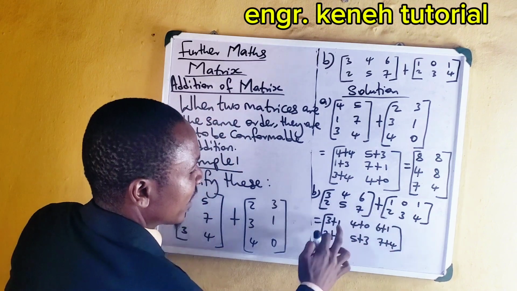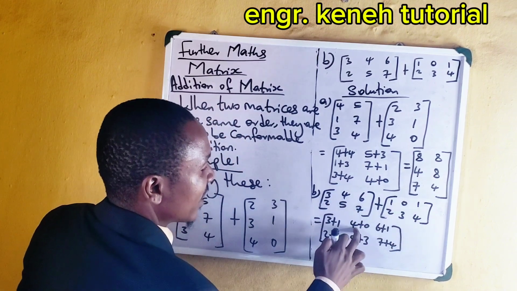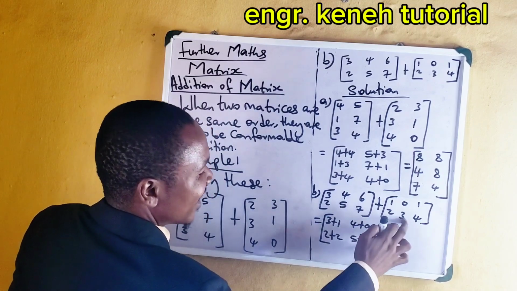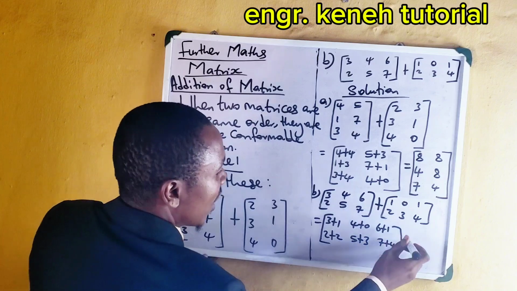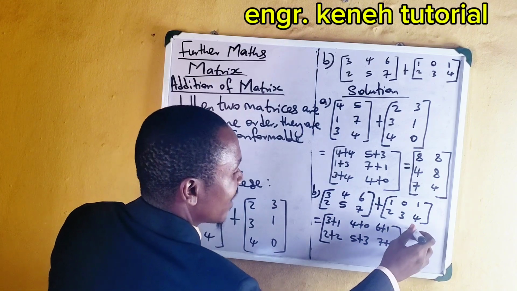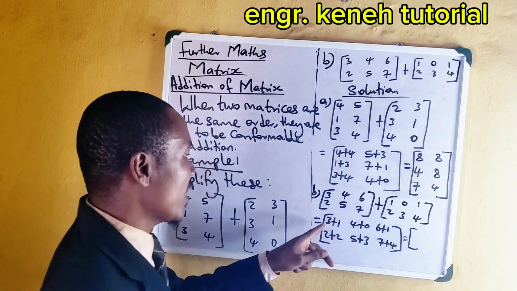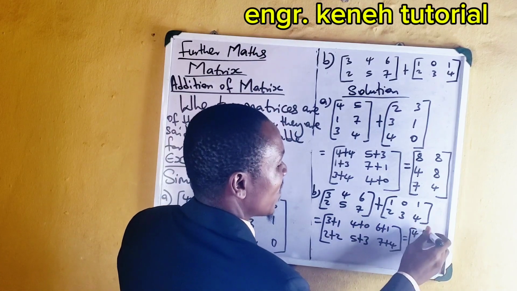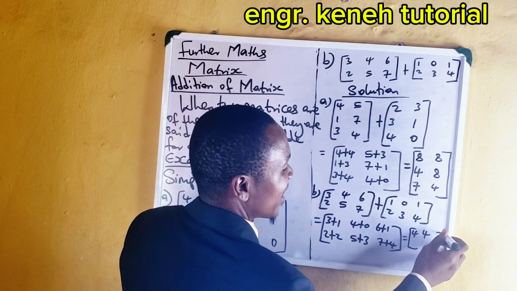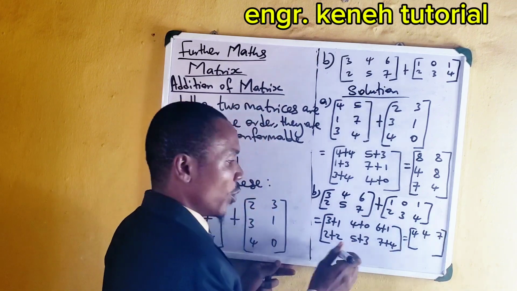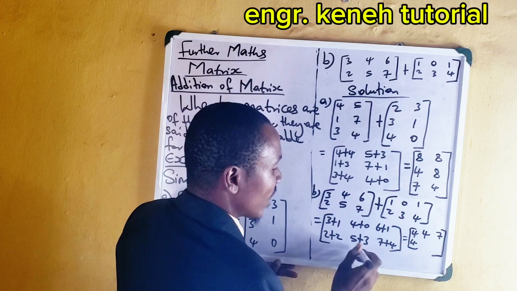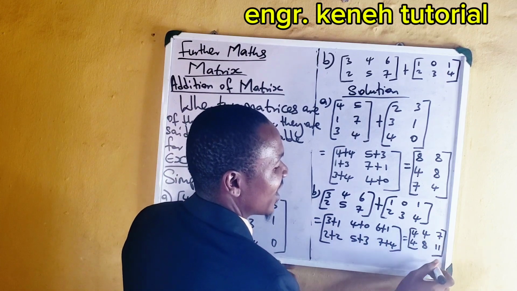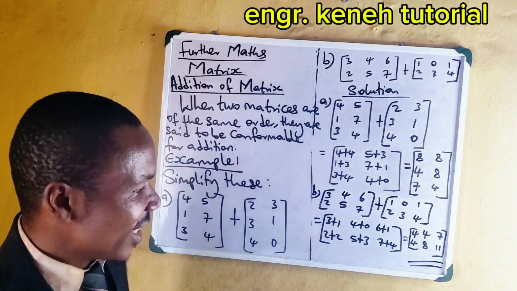So this, look at it here. This, look at it here. This, look at it here. This and this here. This and this here. This and this here. All right. They will now give us equal to, what are we going to get? Let's find out. So we say 3 plus 1 will give us what? It will give us 4. 4 plus 0 will give us 4, and 1 plus 6 will give us what? 7. We have like this. 2 plus 2 will give us 4. 5 plus 3 will give us 8, and 7 plus 4 will give us 11. So we have like this. Can you see it?